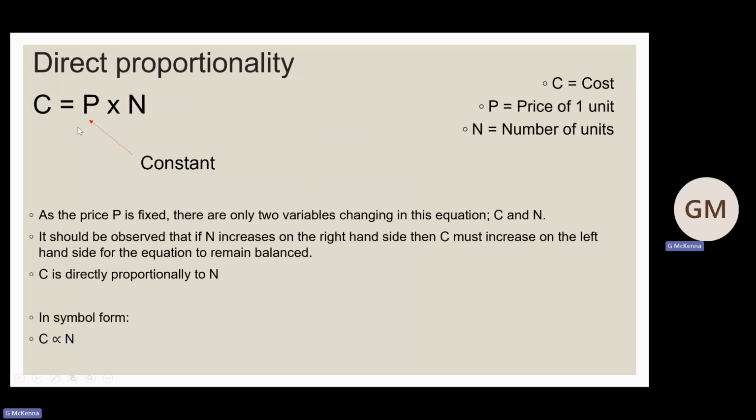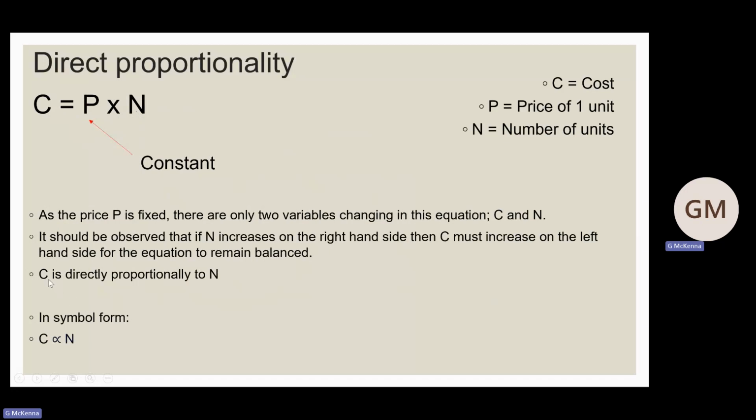So we can see there C is equal to P multiplied by N, where P again is a constant. Now if the price P is fixed, of course there's only two variables changing in this particular equation, those being the number of items you're purchasing and the overall cost C. Now I think common sense would indicate that if you increase the overall number of items you're purchasing, the overall cost will increase as well.